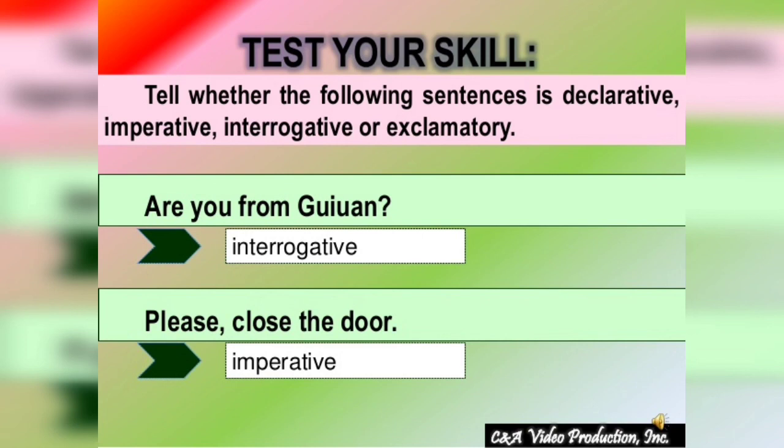Are you from Guyana? Correct? Here the pronunciation is Guyana. So it is an interrogative. Please close the door. Imperative. You must be wondering what Guyana is. It is the name of a country, or a city, you can find out for your general knowledge. So you see here the interrogative and imperative sentences that we have written.